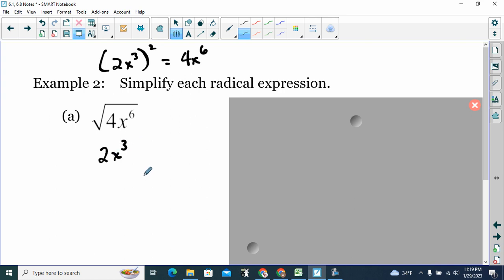(2x cubed). Notice we can figure that out. The square root of 4, we know. Square root of x to the 6th, if the number's in the exponent there, what I can do is take the exponent and divide by the index. With the square root, it's understood to be dividing by 2, which gives me x to the 3rd.